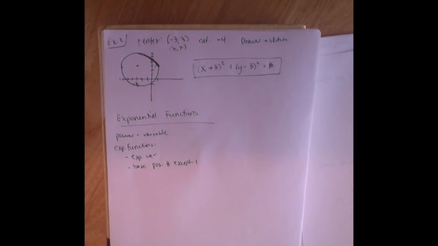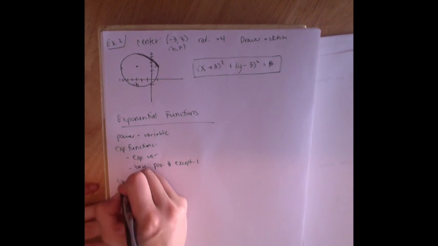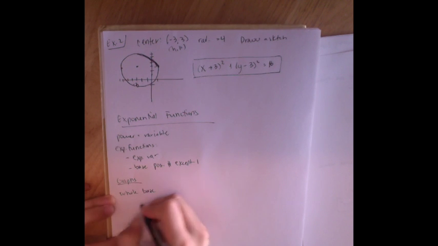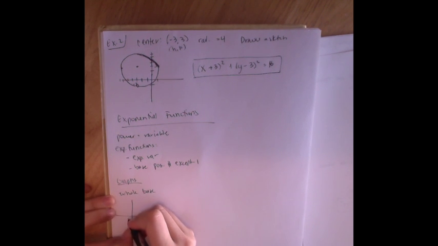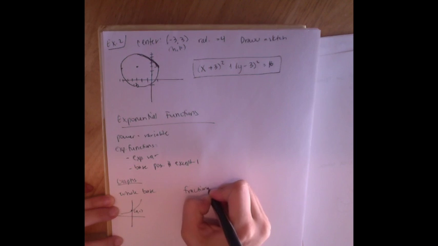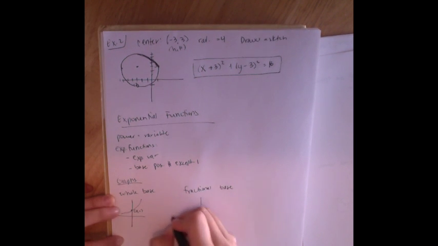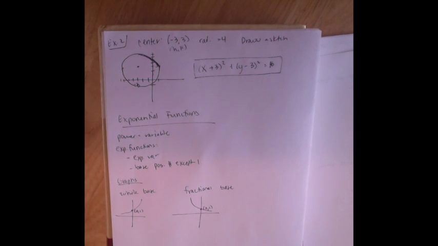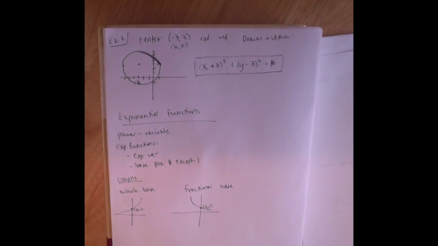Okay? And for the graphs, if we have a whole base, our graph will be like this, going through 0, 1. And if we have a fractional base, our graph will look like this, also going through 0, 1. Okay? That's a quick recap. Now, let's look at if things change.